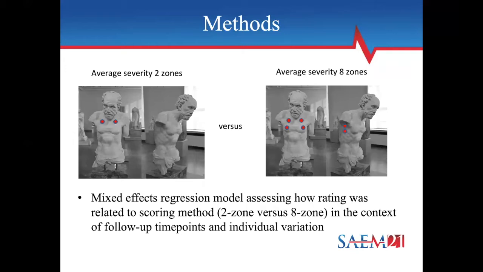AI ratings of severity obtained by averaging severity over all 8 zones were compared to ratings obtained by averaging the 2 anterior superior zones. We utilized a mixed effects model to assess how rating was related to scoring method, 2-zone versus 8-zone, in the context of follow-up time points and individual variation. To graphically display the relationship between all 2-zone and 8-zone ratings, a scatter plot of scores was also created. Linear regression was used to define the equation on the scatter plot.